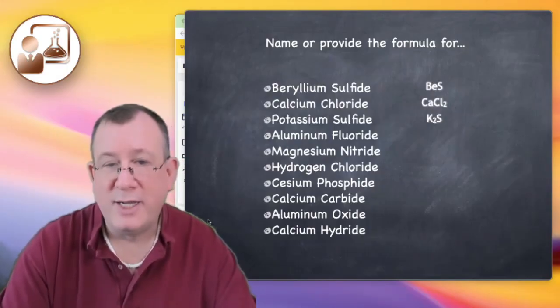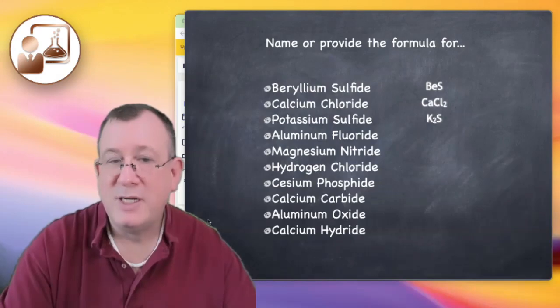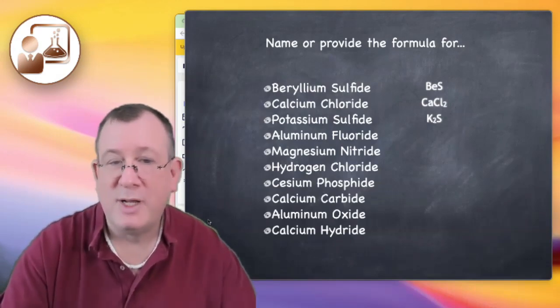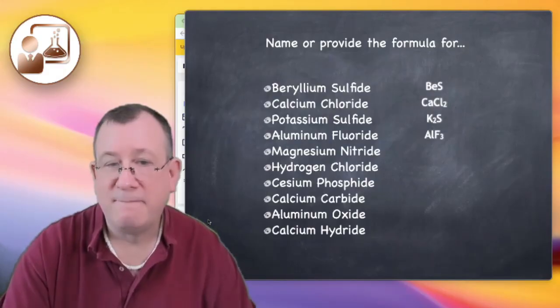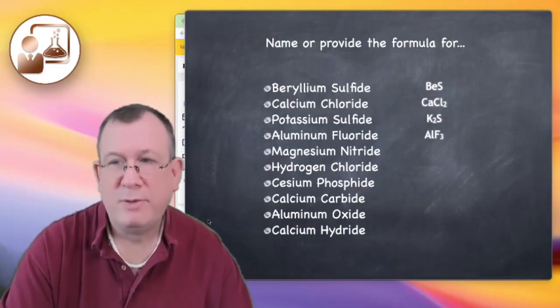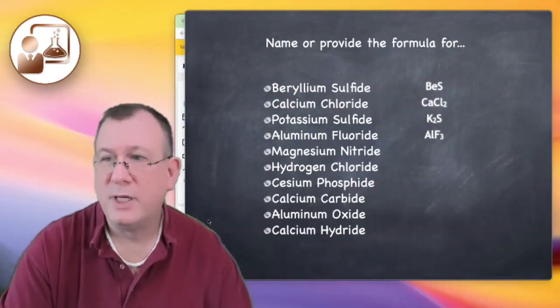Aluminum fluoride. Fluoride is a -1. Aluminum is a +3. So I'm going to need 3 of those -1s to balance the aluminum. AlF3. Is this making sense? So far, so good. Okay. All right.